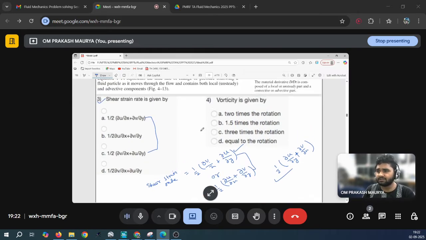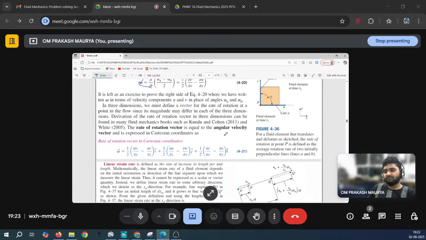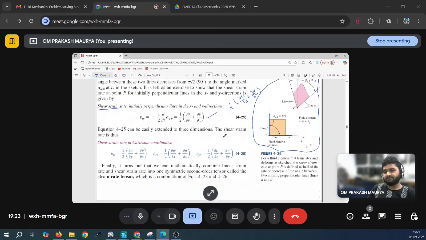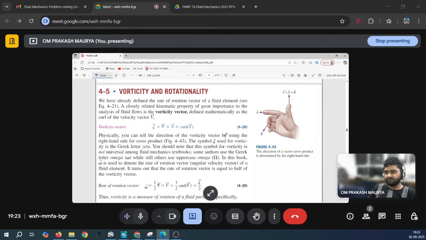Now the next question: the vorticity is given by option A, 2 times the rotation, option B, 1.5 times the rotation, option C, 3 times the rotation, and option D, equal to the rotation. For this question I also have a detailed explanation, so let me show you quickly. Here you can see the vorticity and rotationality very well.